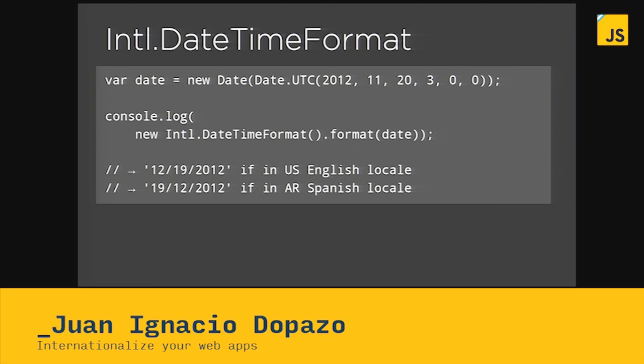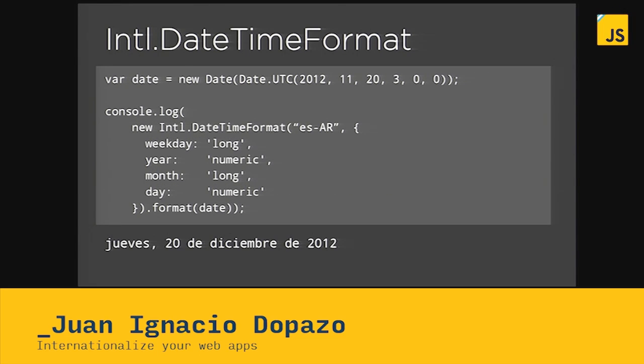Same goes for datetime formatting. You create an instance of Intl datetime format. It also has a format method which takes the date instance and it gives you back a string with the month and the day in the right order. So again, you can specify more options if you want, and it'll give you the date formatted in a way that's more readable by a human. You can even include the day of the week or a long version of the month.